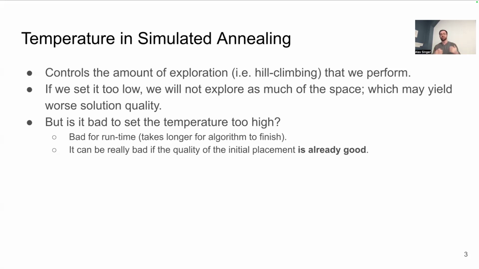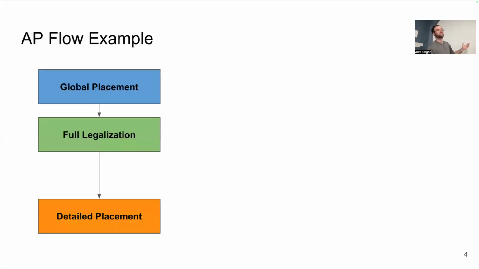The higher you set the temperature, the more random it will become. And you basically just said, why even spend your time making that initial placement? So this is why it's really important to pick a good initial temperature if you are spending a lot of time creating an initial placement. So what's an example of that?